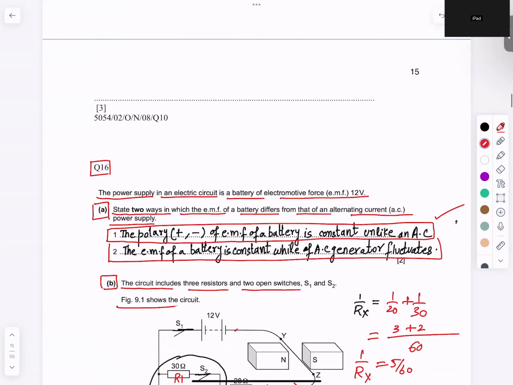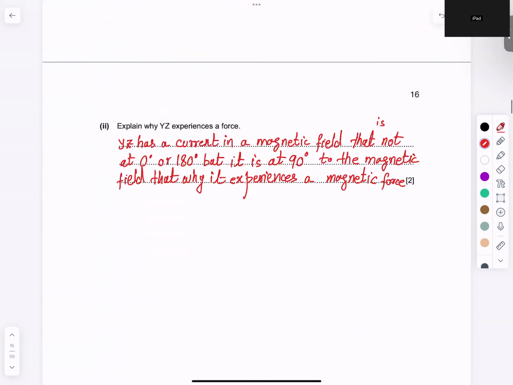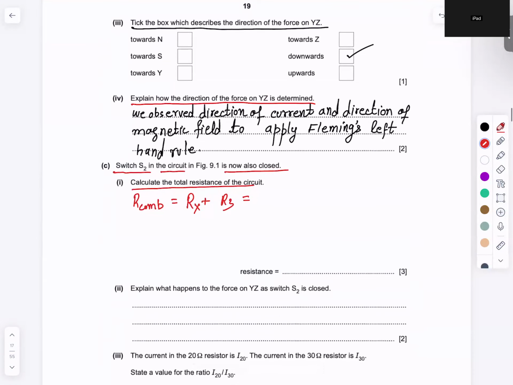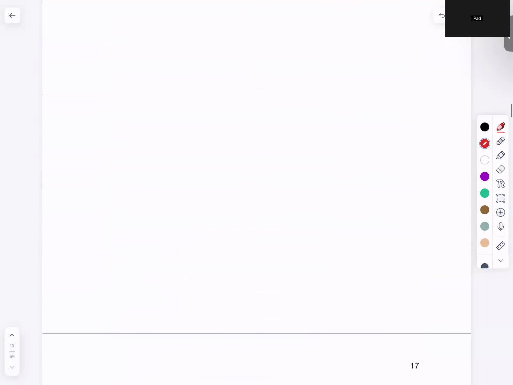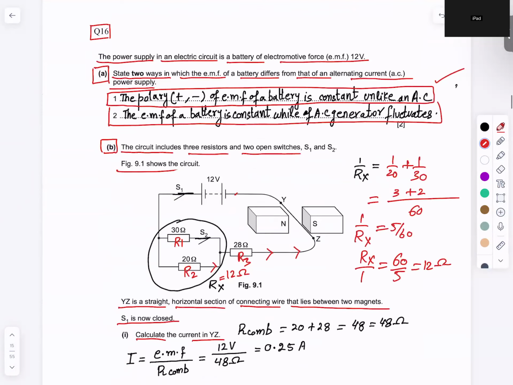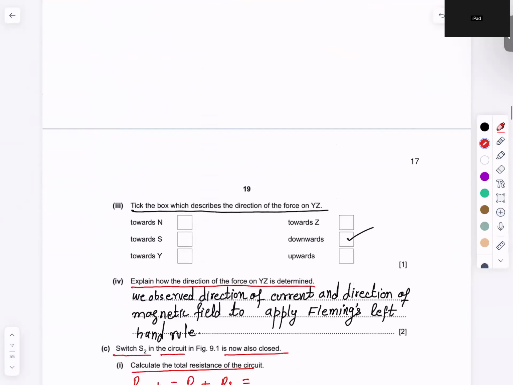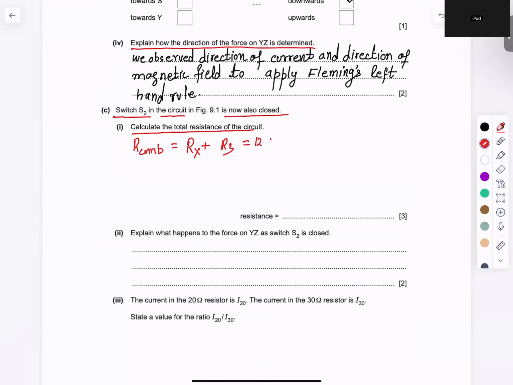Rx was calculated to be 12, and R3 is 28. 12 plus 28, so it's 40 ohms in total. Now, the second part of the question.